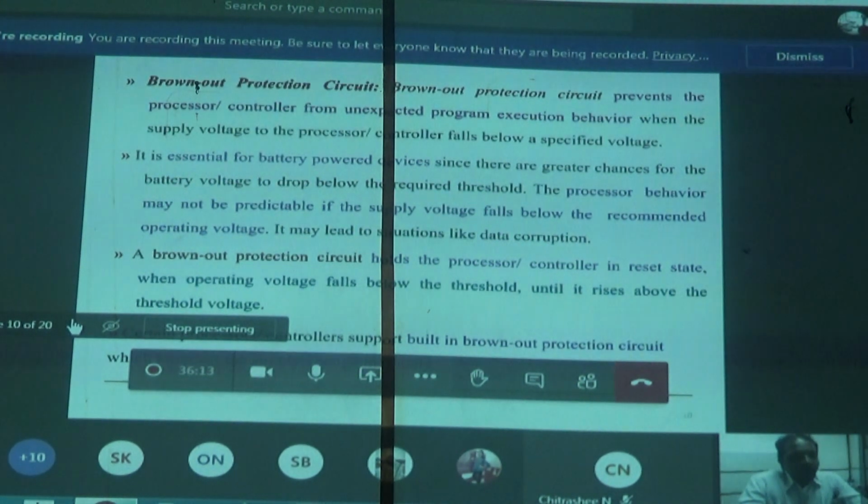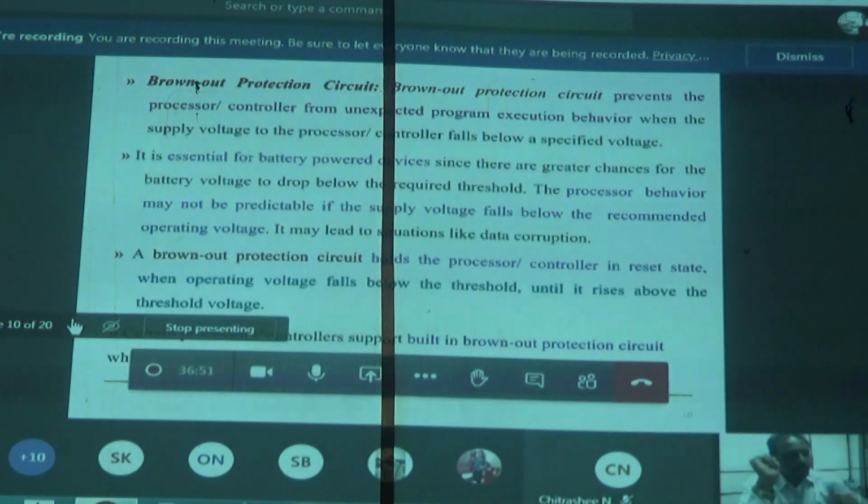It is essential for battery powered devices, since there are greater chances for the battery voltage to drop below the required threshold value. The processor behavior may not be predictable if the supply voltage falls below the recommended voltage, and it may lead to situations like data corruption. A brownout protection circuit holds the processor or controller in a reset state when the operating voltage falls below the threshold value. As I told you, if 10 volts is fixed and it gets reduced below that, the circuit holds the processor in reset until the voltage rises above the threshold voltage. Now this circuit is going to protect this.